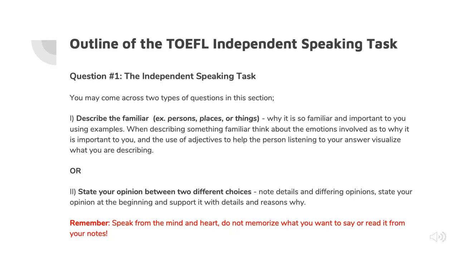When describing something familiar, think about the emotions involved as to why it is important to you and the use of adjectives to help the person listening to your answer visualize what you are describing. Or you may come across a question where you will be asked to state your opinion between 2 different choices. Here, you should note the details and differing opinions, state your opinion at the beginning, and support it with details and reasons why. The recipe for learning here is to remember to speak from the mind and heart. Do not memorize what you want to say or read it from your notes.